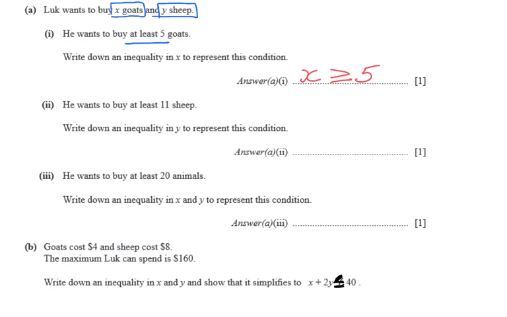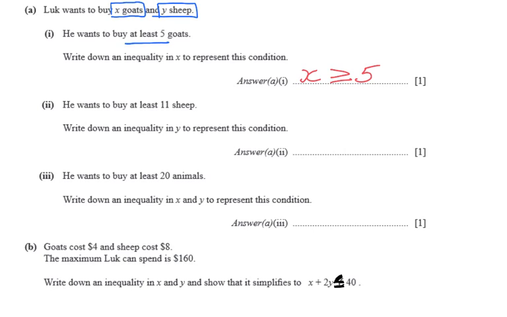Do we all understand that at least 5 goats means 5 goats or 6 or 7 or 8, 9, 10, 128 goats, but at least 5? So 4, 3, 2, 1 and 0 would not be good. So X needs to be bigger or equal to 5. 5 is good as well, or bigger. All right, at least 5. If you understand that, hopefully the rest becomes a little bit easier.